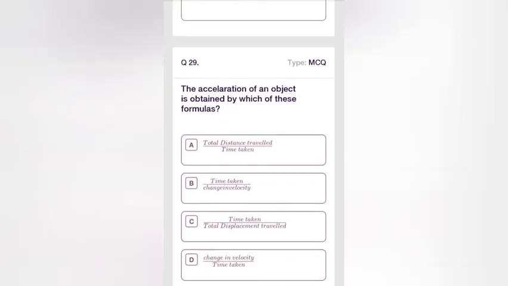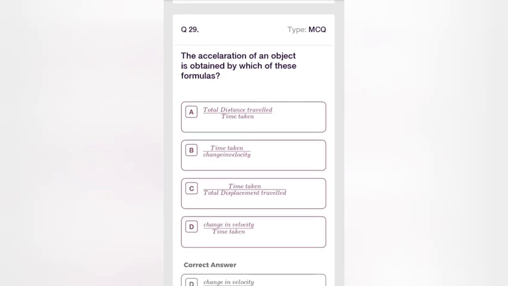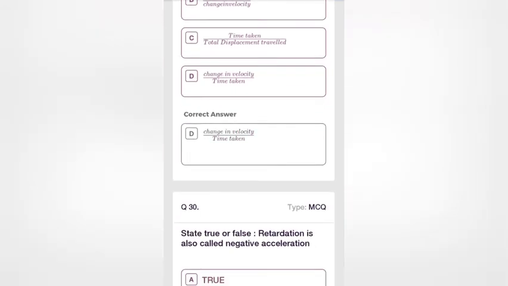The acceleration of an object is obtained by which of the formula? Acceleration means what? Change in velocity by time, right? So first one is total distance traveled by time taken. No, that is going to be average speed. Time taken by change in velocity. No. Time taken by total displacement traveled. No. Change in velocity by time taken. That's right. Option D is the correct answer.